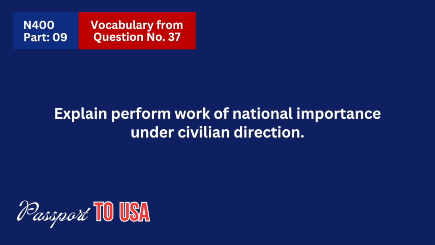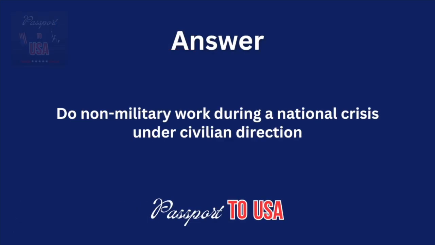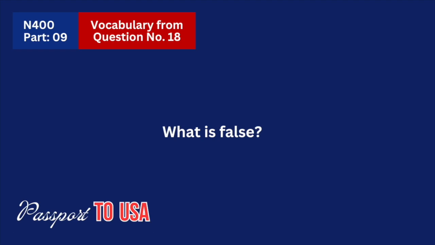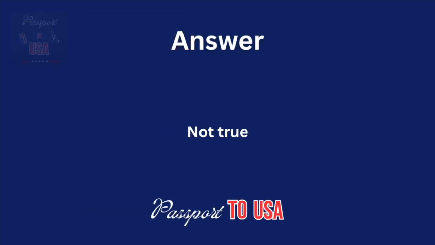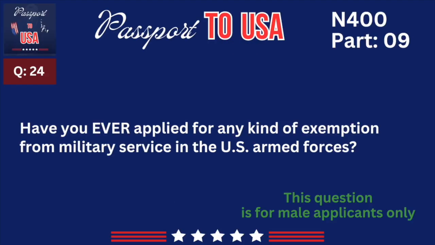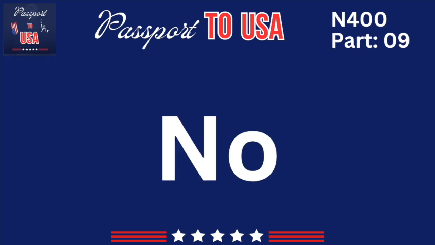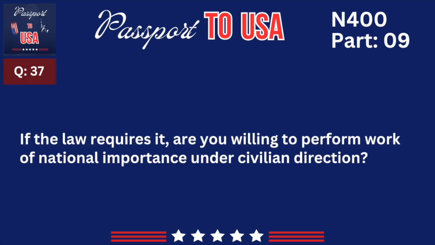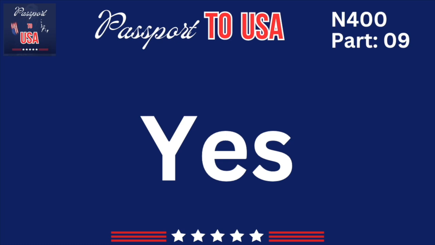Explain. Perform work of national importance under civilian direction. Do non-military work during a national crisis under civilian direction. What is false? Not true. Have you ever applied for any kind of exemption from military service in the U.S. Armed Forces? No. If the law requires it, are you willing to perform work of national importance under civilian direction? Yes.